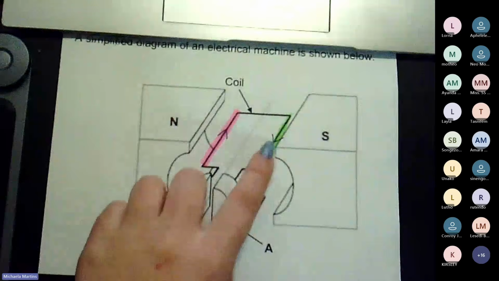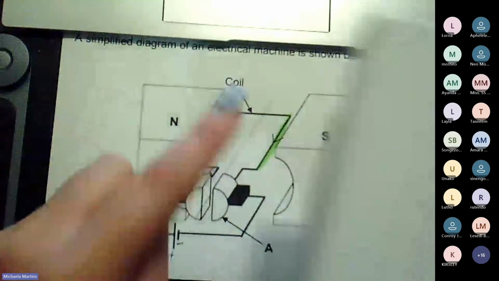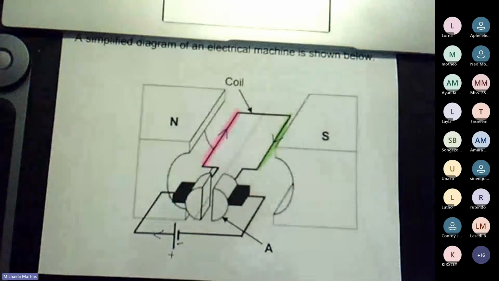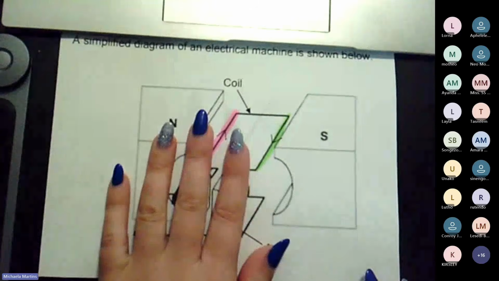For the green branch, which way is the green branch turning? Which way is my thumb pointing? It's pointing up, which means that the green branch is going up. So the green branch is going up, the pink branch is going down, which makes it turn anti-clockwise. Okay, I hope that that's clear.